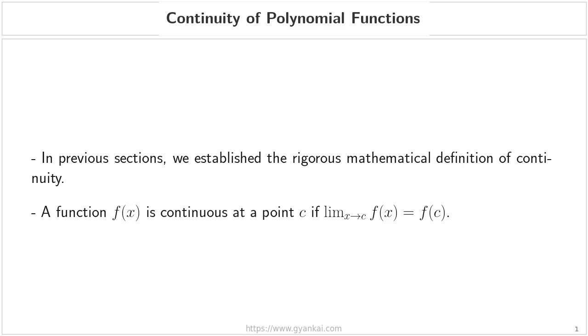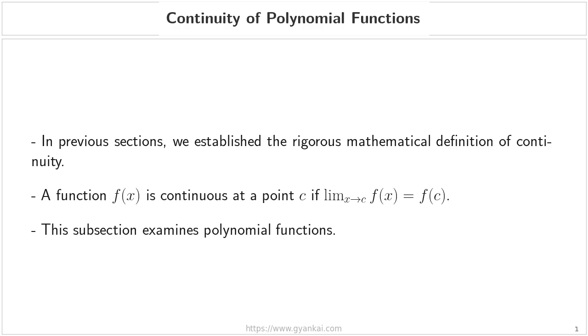To recap that definition, we say that a function, f of x, is continuous at a specific point, c, if the limit of f of x as x approaches c is exactly equal to the function's value at that point, which is f of c. Essentially, the graph must actually reach the value that the limit predicts. Now that we have this foundational rule in place, we are going to apply it to a specific and very important class of functions. In this subsection, we will be examining polynomial functions to determine if they always satisfy this condition of continuity.